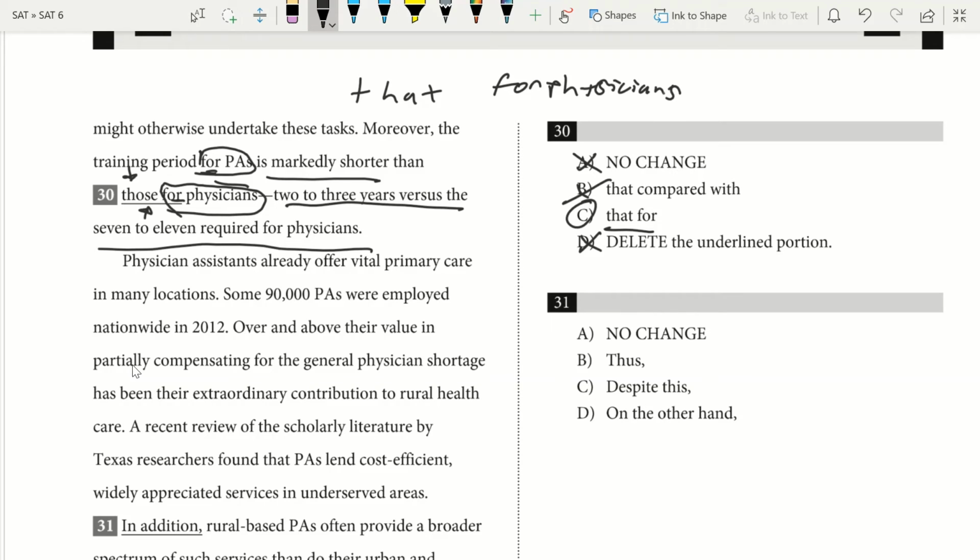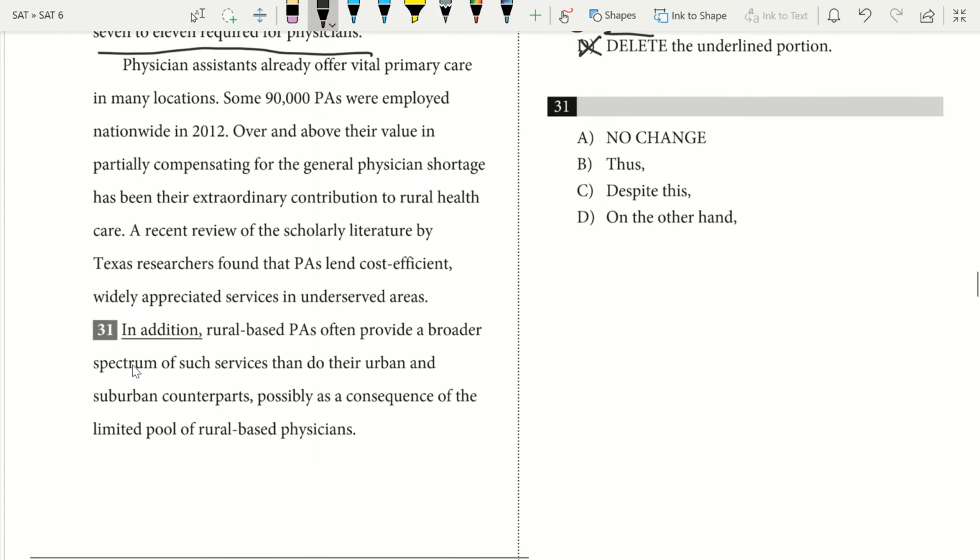Physician assistants already offer vital primary care in many locations. Some 90,000 physician assistants were employed nationwide in 2012. Over and above their value in partially compensating for the general physician shortage has been their extraordinary contribution to rural health care. A recent review of the scholarly literature by Texas researchers found that PAs lend cost-efficient, widely appreciated services in underserved areas.